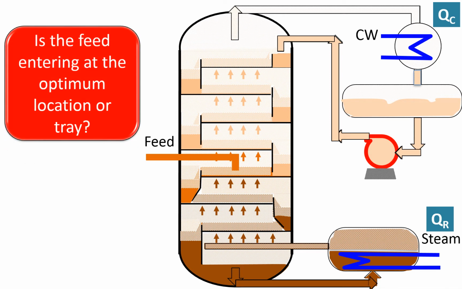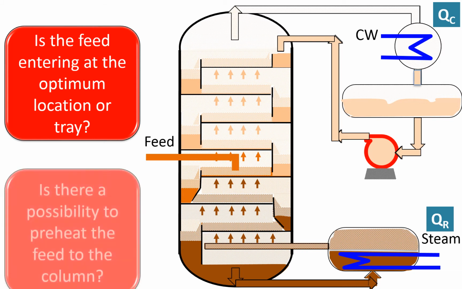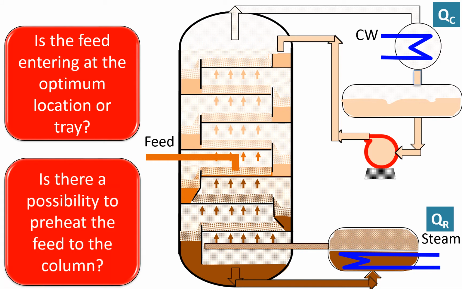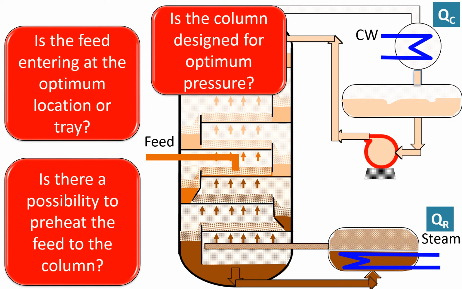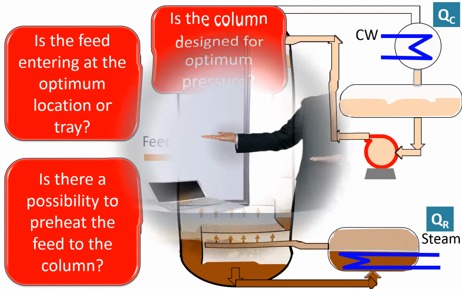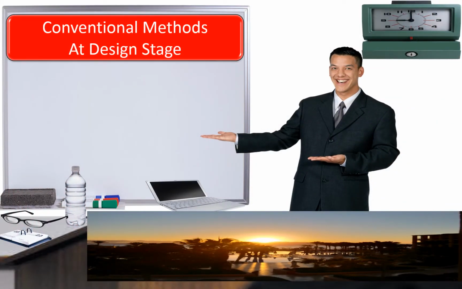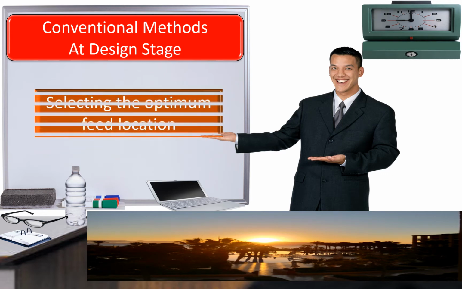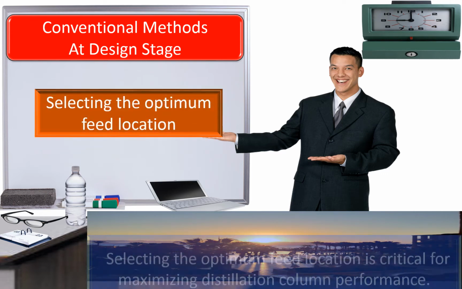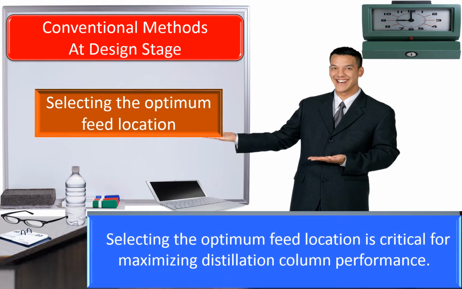Is the feed entering at the optimal location or tray? Is there a possibility to preheat the feed to the column? Or is the column designed for optimum pressure? We will move on to find out answers to these very relevant questions. First, selecting the optimum feed location.